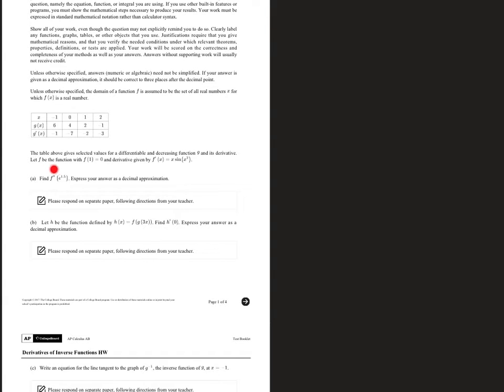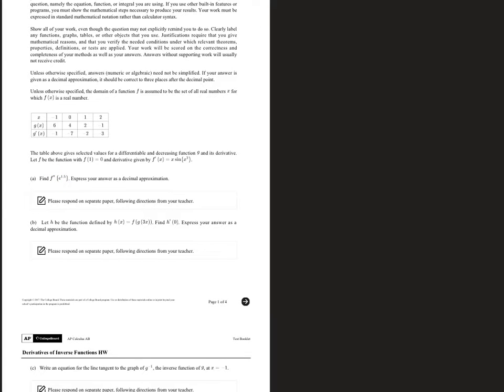All right. First bit of advice. Let's just read what they're asking us for. Find f double prime of e to the 1.5. Well, if I need f double prime and I need to plug in e to the 1.5, usually that tells me I need to take the derivative of some function and then take the derivative of that. So that's what they're asking me.